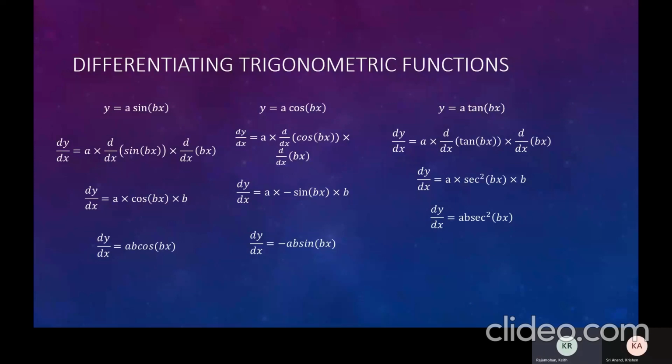So the differentiation is similar to the sine one. It's a times the differentiation of the cos function times the differentiation of bx itself, which gives you dy/dx equals a times negative sin bx times b, which gives you a final answer of negative ab sin bx. Lastly, we have y equals a tan bx. So dy/dx is given by a times the differentiation of the tangent function times the differentiation of bx itself, giving you dy/dx equals a times sec squared bx times b, giving you a final answer of ab sec squared bx.